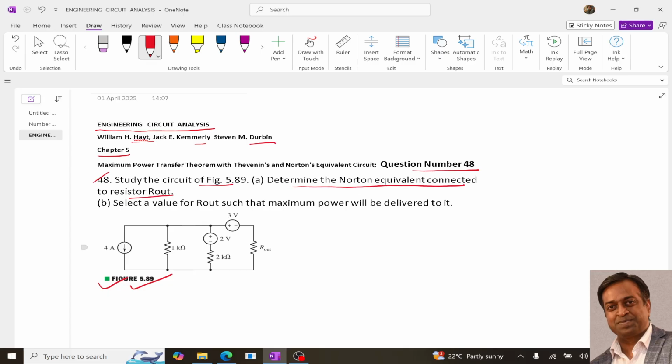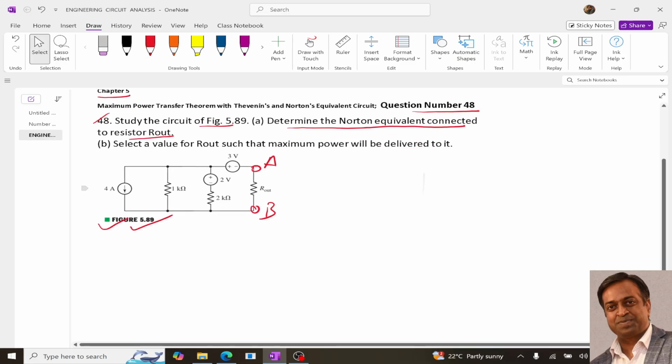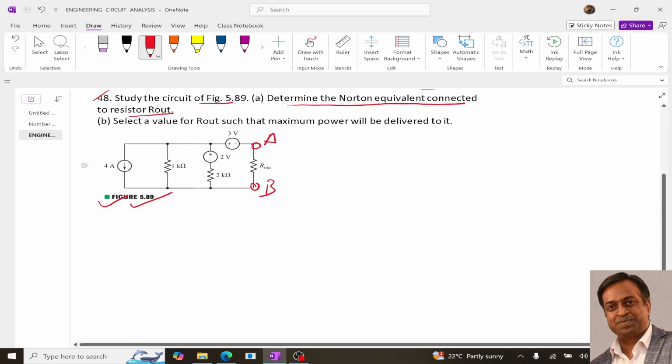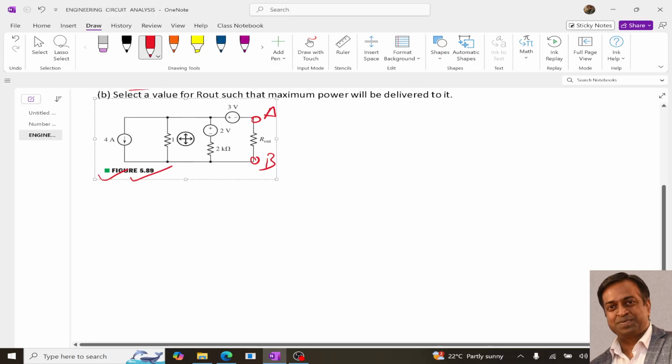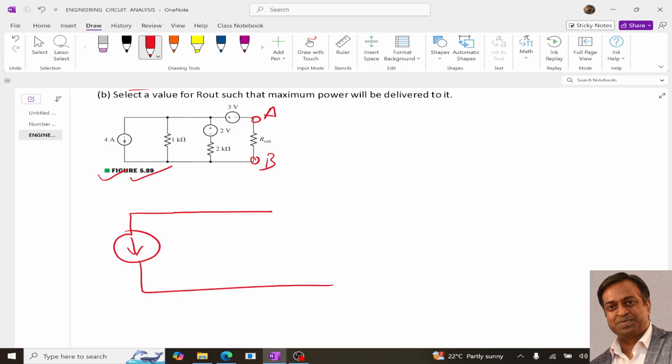So we need to determine the Norton equivalent across this AB terminal. To determine the Norton equivalent circuit, the main thing is that we need to determine the equivalent resistance. First of all we need to remove this R out. If I remove this R out, I will get the circuit something like this.